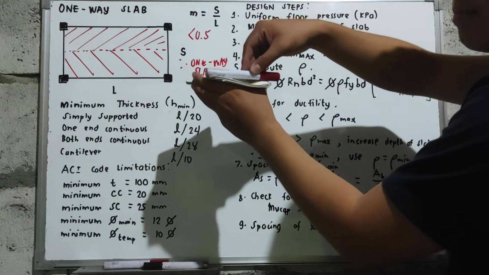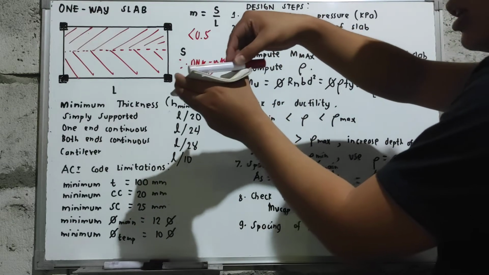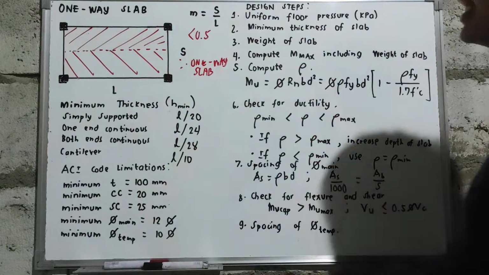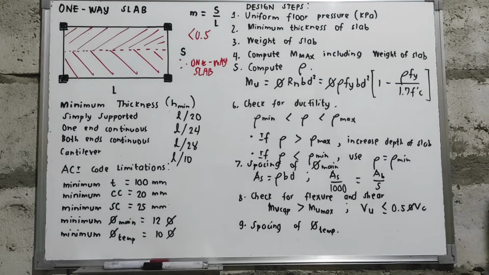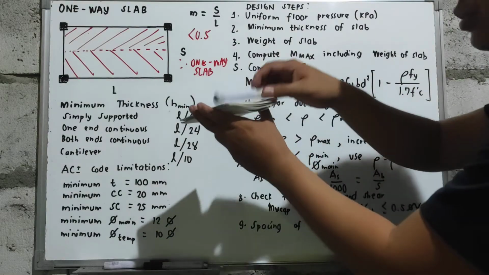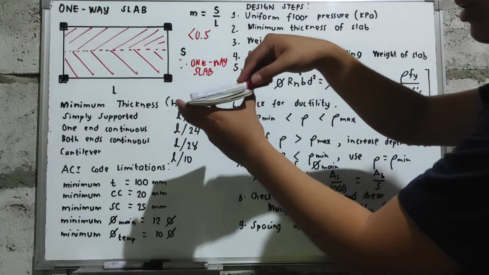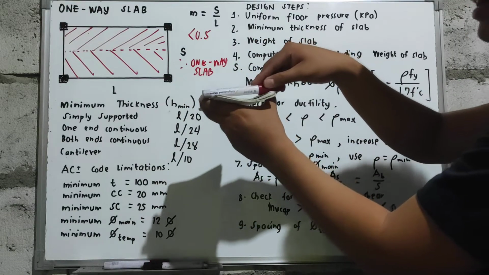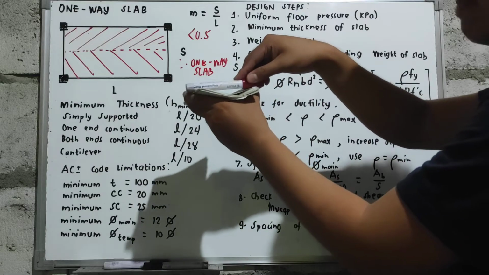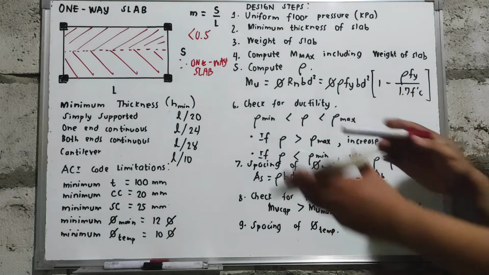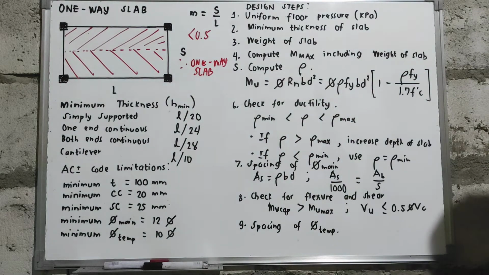So maglalagay tayo ng bakal on the shorter span natin. So etong tawag natin sa mga bakals natin, yung mga main bars na tinatawag natin. So, sa one-way slab natin, yung mga main bars natin, tinatawag natin mga bottom bars. So, it resists the bending para malabanan niya yung bending on the shorter span. So, yung mga main bars natin, usually, that is on the bottom part ng mga slabs natin.